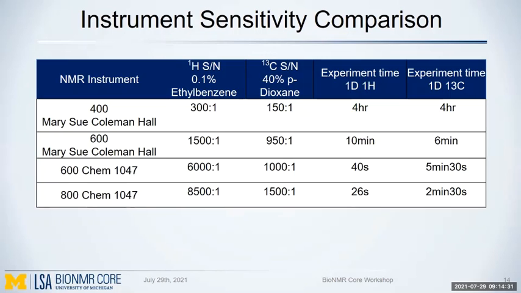And keep in mind also that the hourly rates of those instruments are different. The 800 is the most expensive one to use. So if you have a very low concentration sample, of course, we'll try first on the 600, and then if not good, we'll go to the 800.